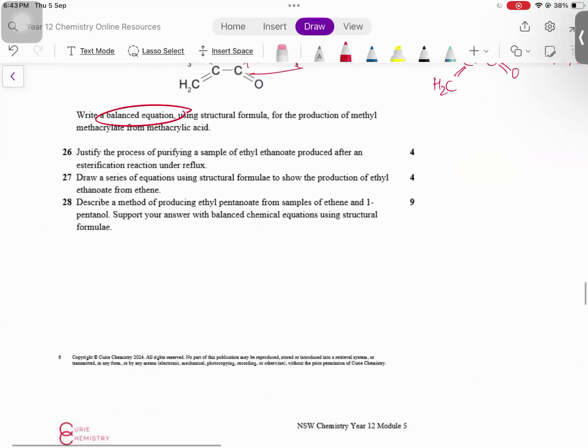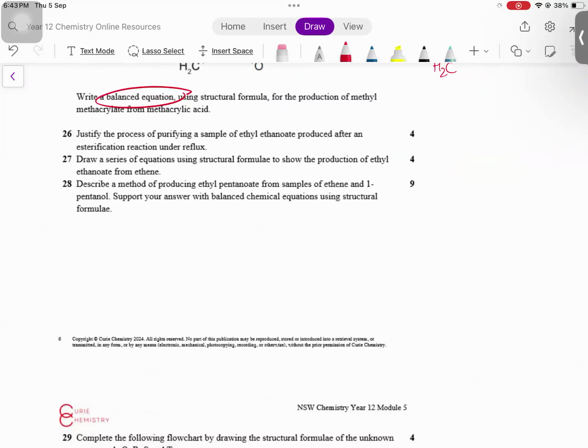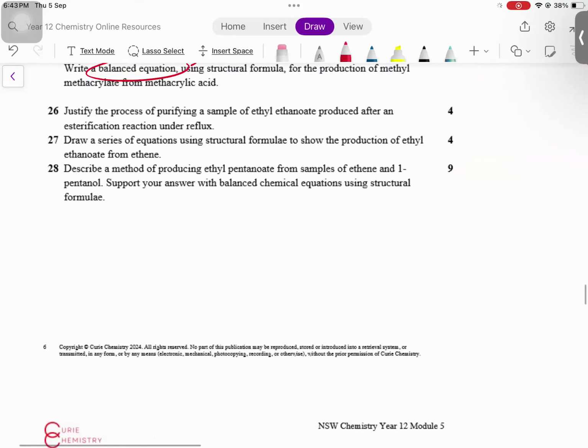Okay. Question 26, justify the process of purifying a sample of ethyl ethanoate produced after an esterification reaction after reflux. So this is not about the experiment itself. This is not about the reflux. This is about the process of purifying it after you've done the reflux. So we've talked about the reasons for reflux, the reasons for a heating mantle, the reasons for those boiling chips before. So go back to look at the lesson recording if you need to. This is about the reasons for the purification afterwards. And it says justify, which means give reasons.